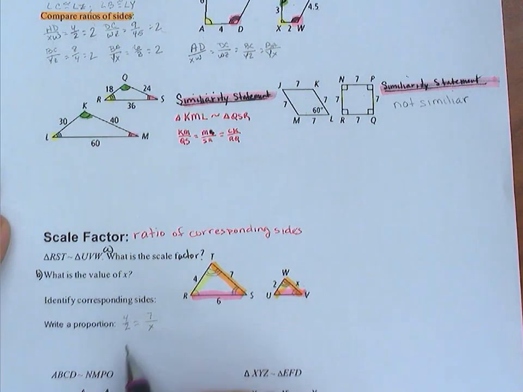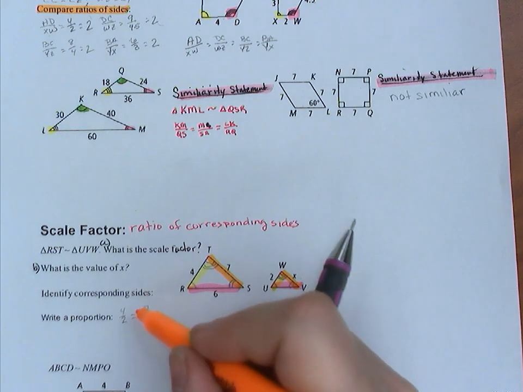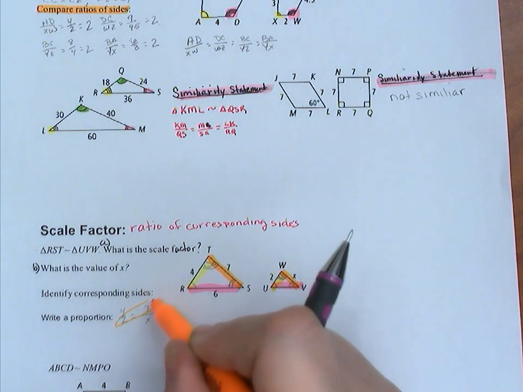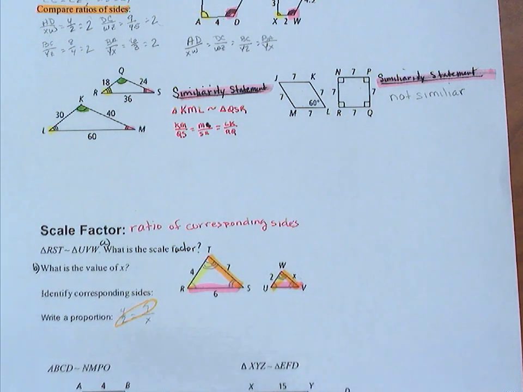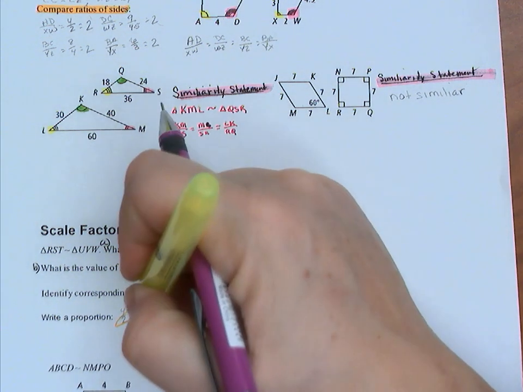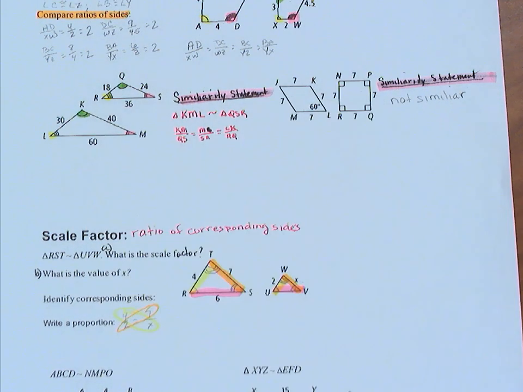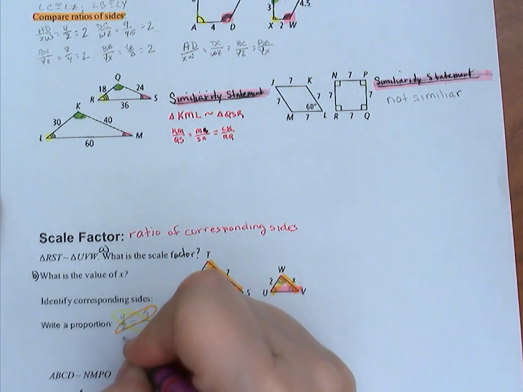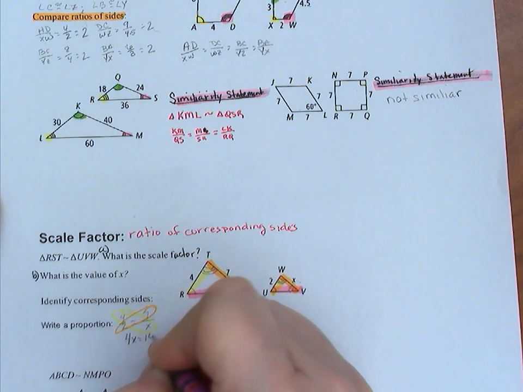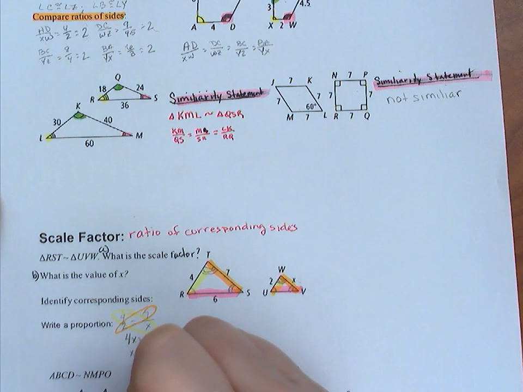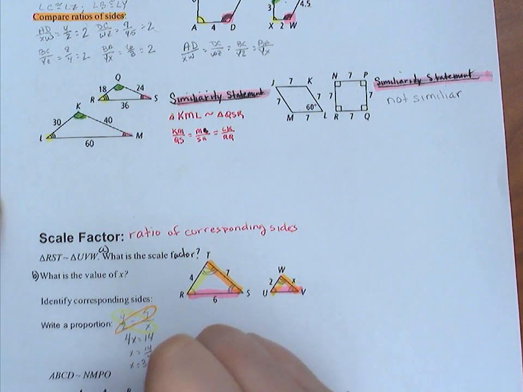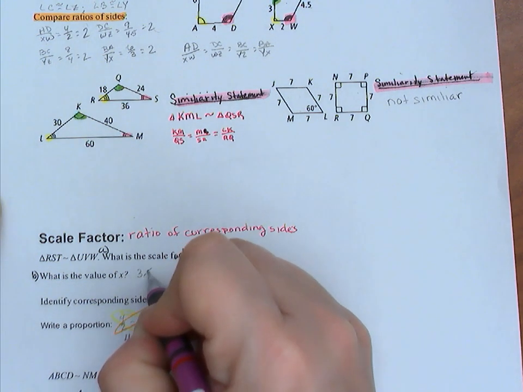So then I use this information, and I use my cross products, right, because the cross products are equal. So I'm going to solve this proportion. I'm going to get 4x equals 14. Divide both sides by 4. I get x equals 14 over 4. So x equals 3.5. So there's my x value, 3.5.